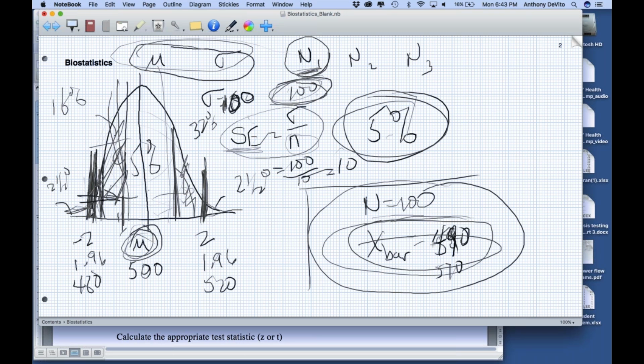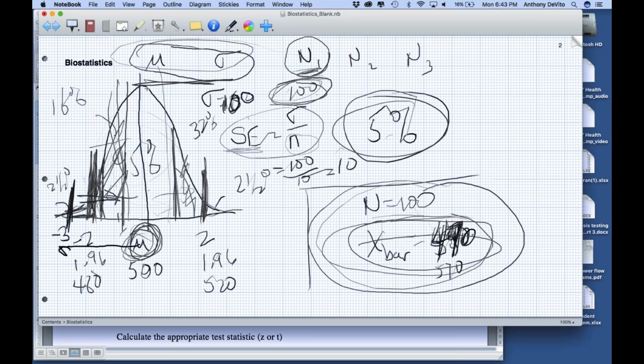But now let's say I get 470 instead of 490. Well, gee, that's all the way down here. That's 3 standard deviations away from the true population mean. How likely is it that this sample came from this population or a population with the same mean and standard deviation? It's not very likely, right? It'd be a rare event.